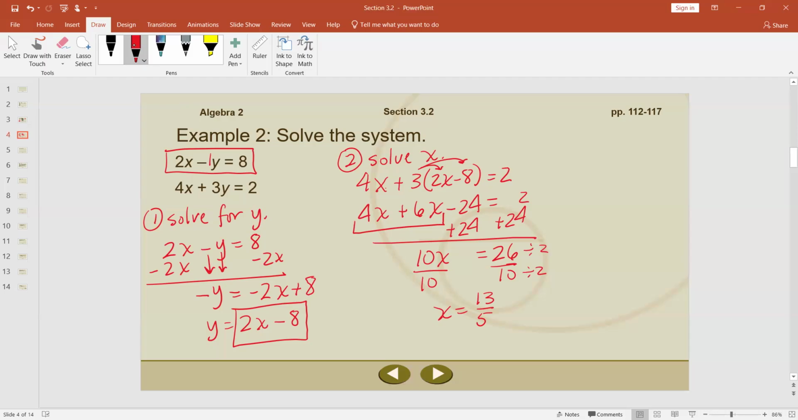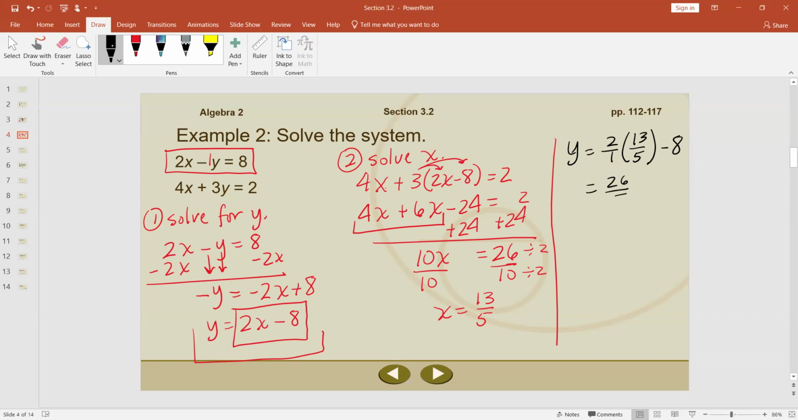Now I take that x equals 13 over 5. I'm going to plug that back into one of my equations. I'm going to use this one here since I'm solving for y anyway. So y equals 2 times x minus 8. I could write that as a fraction since I'm multiplying it times a fraction: 26 over 5 minus 8. I'm going to convert my 8 to 40 over 5, since to subtract fractions I need a common denominator. 26 minus 40 gives me negative 14, so that gives me y equals negative 14 over 5.